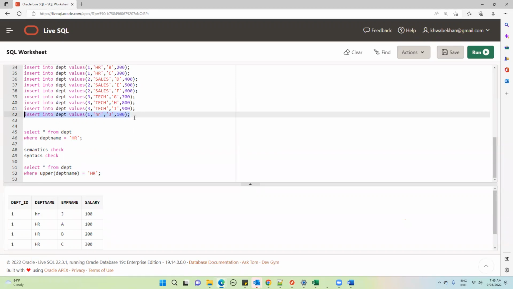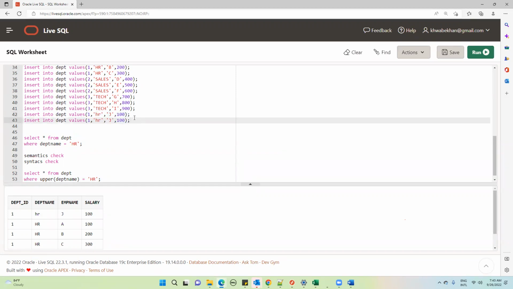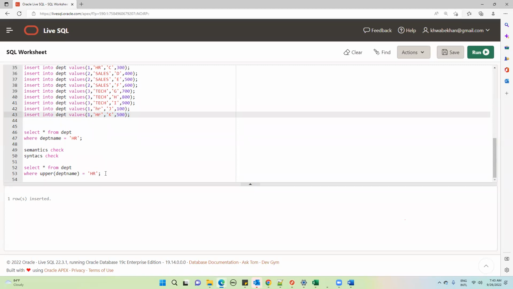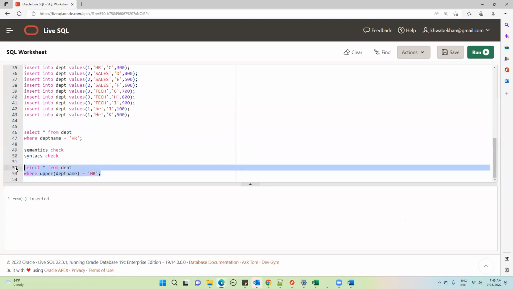One more thing. HR. What about this? You can see the case is different. H is in uppercase, R is in lowercase. Again, I'm executing this query. Now you see you got this output as well.